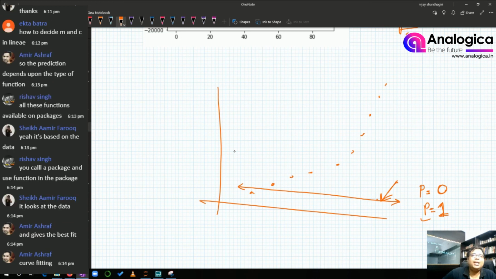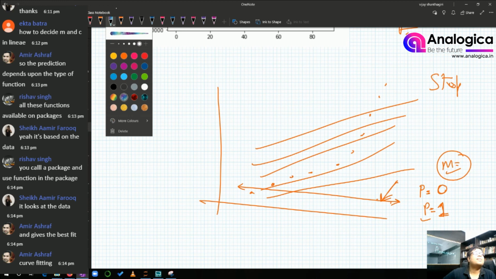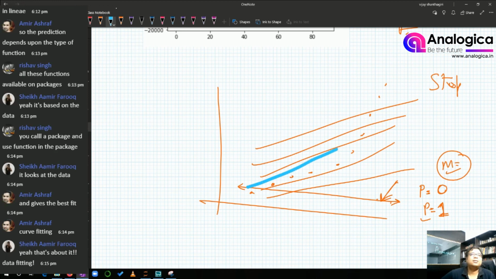So we start with this line and keep on changing the value of m. You don't decide on it, you keep on changing the value of m such that the line keeps on changing like this. But you have to stop at some place, right? You stop at a certain nice value. You stop when you have the most number of points nearest to it. That's the whole gist of it.